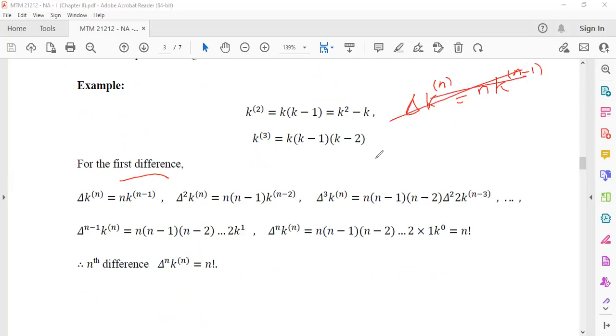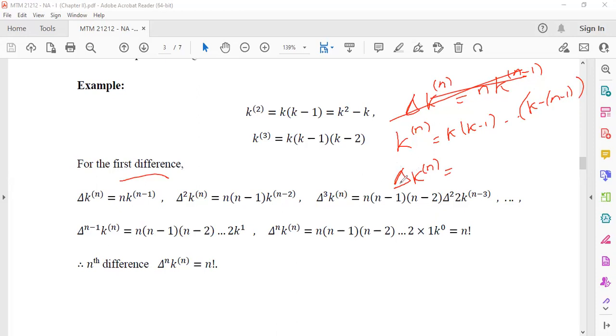Okay, let me see like this. Kn is what? We have to go K minus 1 up to K minus n minus 1. So if it is delta Kn, okay.